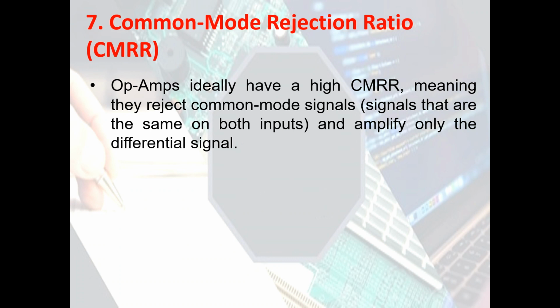Common mode signals are often undesirable and can be caused by external electromagnetic interference, power supply noise, or other sources. CMRR is crucial in applications where the accuracy and fidelity of the differential signal are essential. In instrumentation and communication systems, a high CMRR is desirable to ensure that the amplifier responds predominantly to the differential input signal and minimally to common mode disturbances.